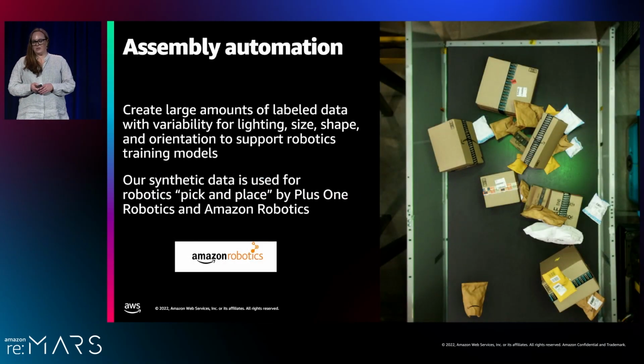For assembly and automation use cases, we create large amounts of labeled data with variability for lighting, size, shape, and orientation to support robotics training models. This enables our fulfillment centers to automate repetitive tasks through perception automation. Our custom synthetic training sets are used for pick-and-place robots by +1 and Amazon Robotics to help them keep up with changes to package size, color, and shape.